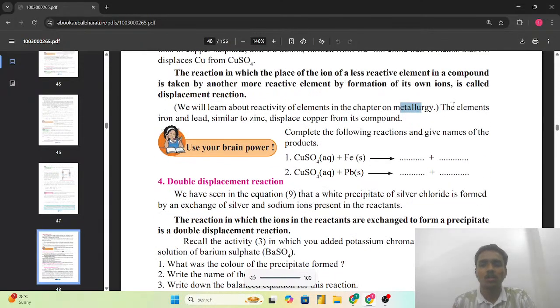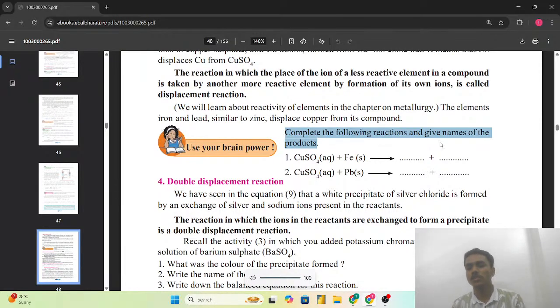The elements iron and lead, similar to zinc, displace copper from its compound. Here we have to complete the following by giving the names of the products formed after the completion of this reaction.